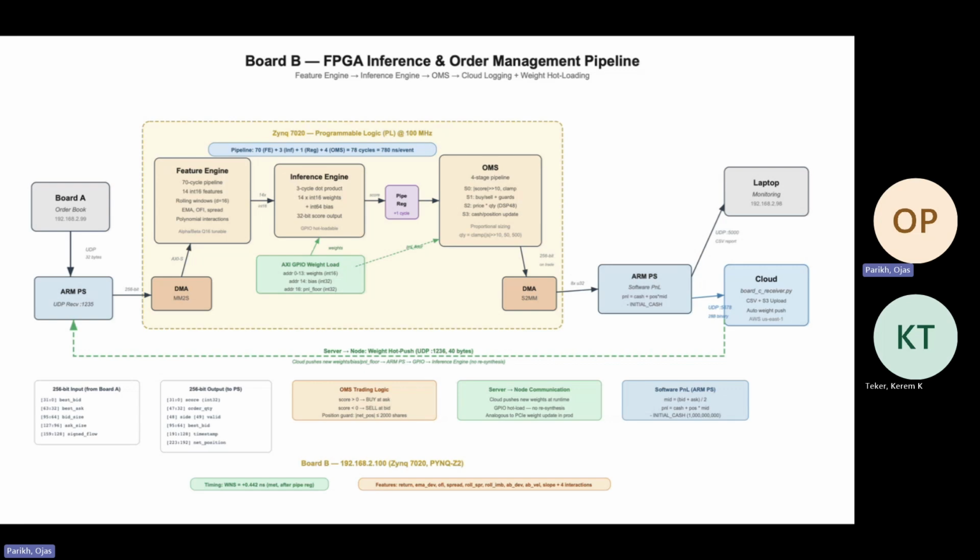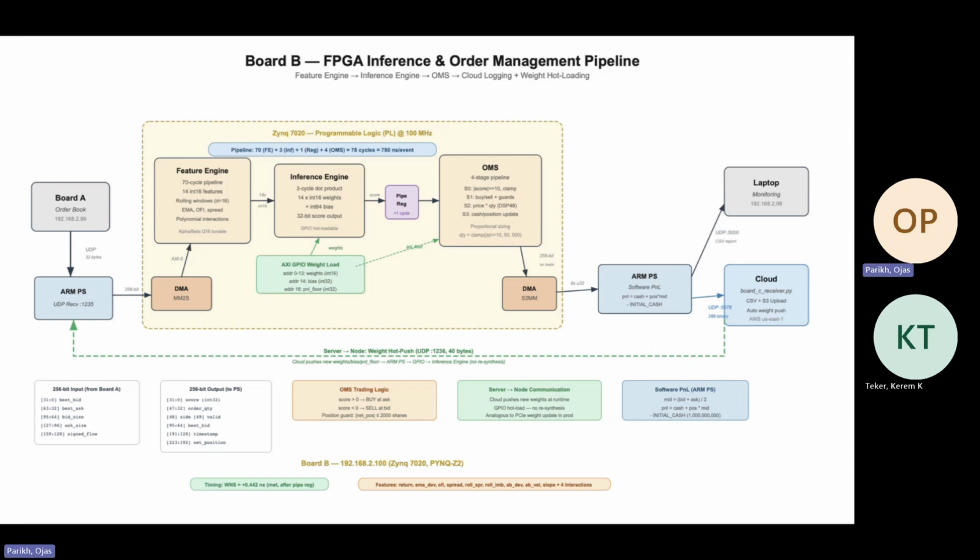So once we have the 14 features, the inference engine then combines them into a single score. It computes the dot product of the 14 features multiplied by the 14 trained weights in parallel across 14 DSP48 slices. These are summed in 2 register levels, where the biases are added, and the 32-bit score comes out in 3 clock cycles.